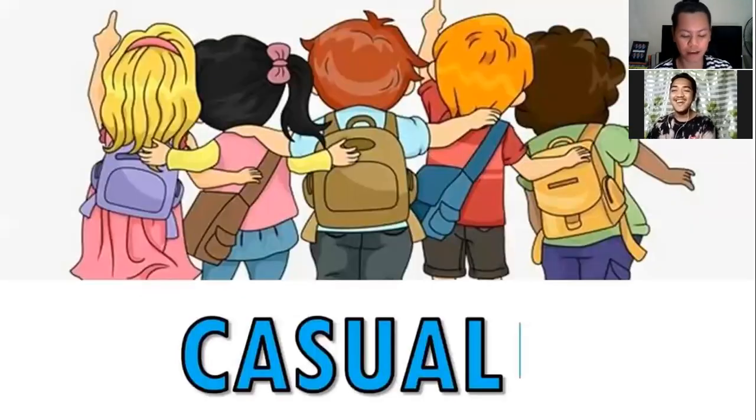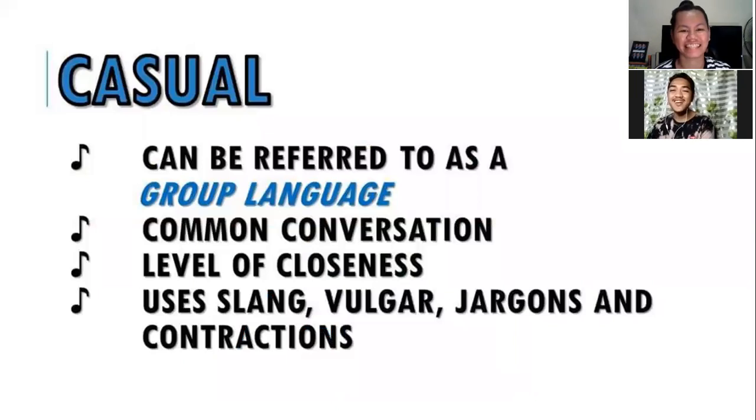Next speech style is what we call casual speech style. What do we mean by casual? From the word itself, casual, it can be referred to as a group language. Say for example, yung circle of friends nyo, ito yung usually kung paano kayo magsalita or mag-usap. For example, kami, ako, Miss Hambak, Miss April, Ma'am Jamie, Ma'am Hilarion, we use the normal words that we use when we are conversing with other people. So, same thing din sa casual.